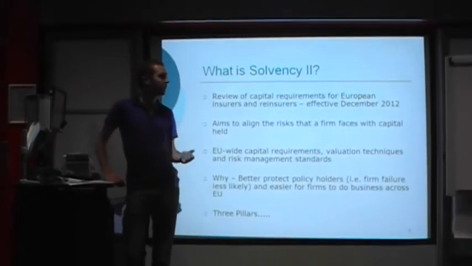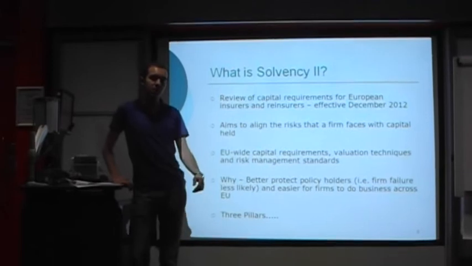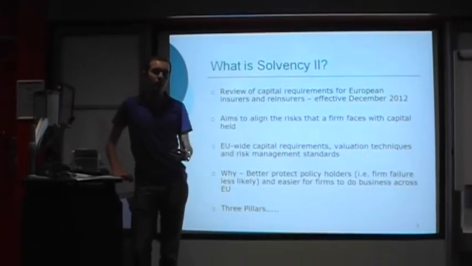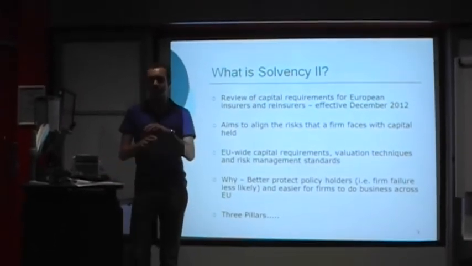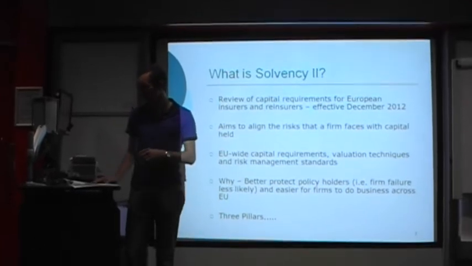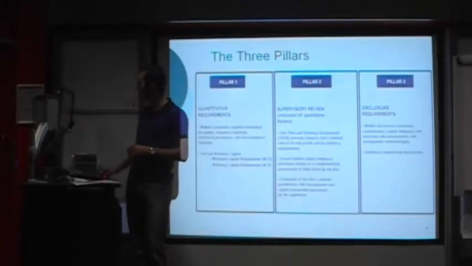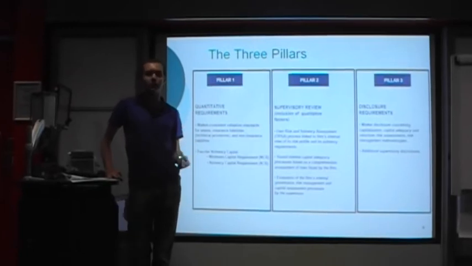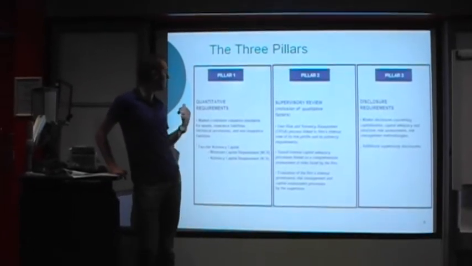Why are they doing this? The reason is they want to better protect policyholders, and also to make trade across Europe easier by having accepted consistent standards across the various countries. So I'm just going to talk about the three pillars of Solvency II in a bit more detail now.